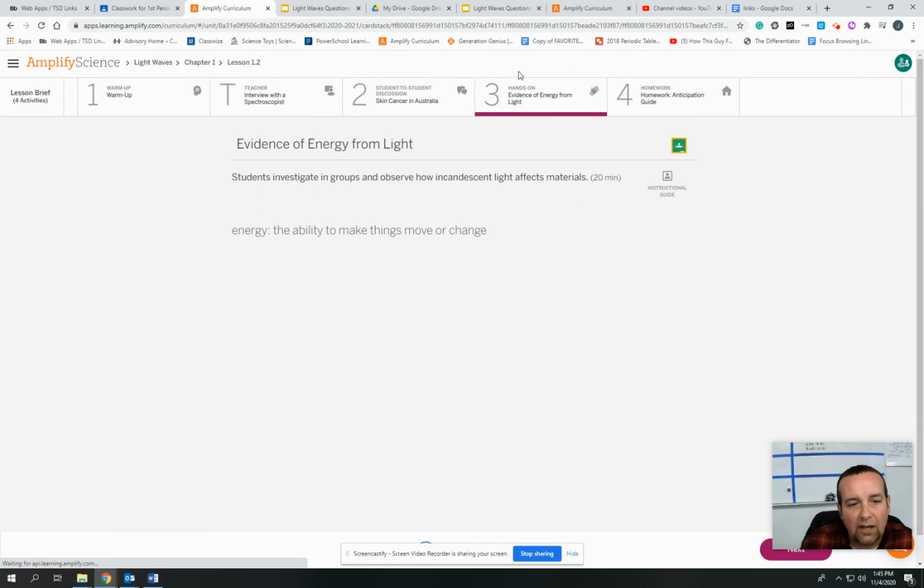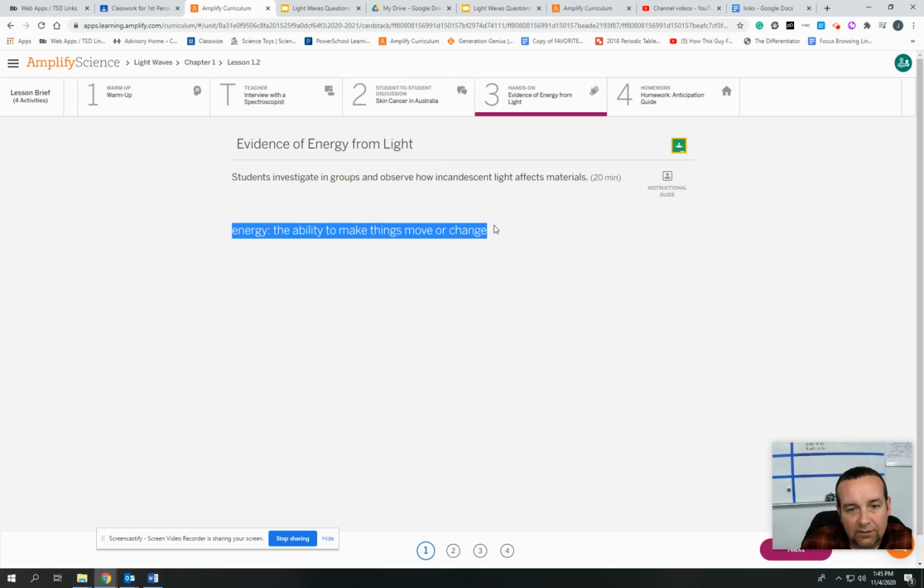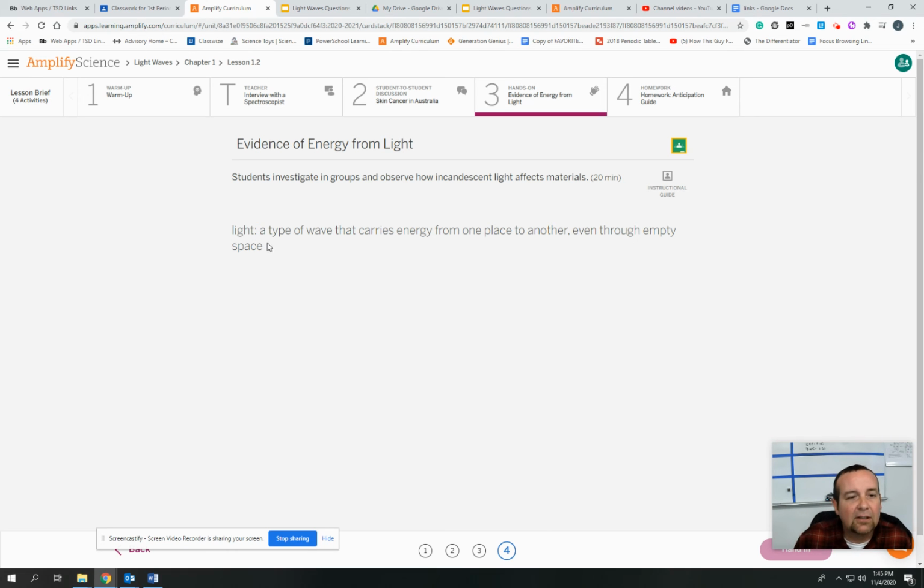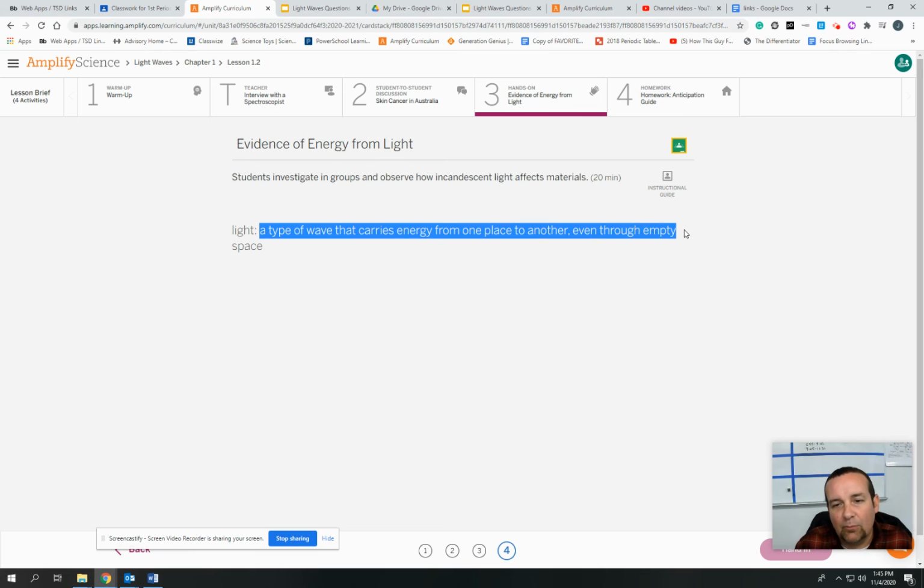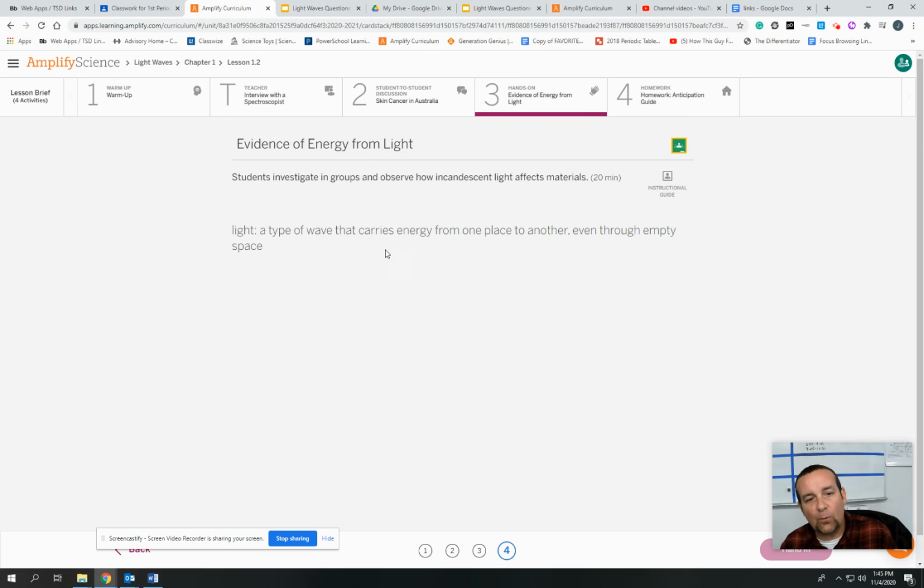Our next activity is actually a hands-on activity. So there are 4 little tabs down at the bottom here. This first tab is energy, and that's the definition: the ability to make things move or change. Okay, so that's what we are defining energy as. For part 4, if you go all the way down to the bottom, there's another word we're just going to cover now, and that's light. It's a pretty important one for light waves, right? And that is a type of wave that carries energy from one place through another, even empty space. Okay, so it's just a wave that carries energy from one place through another. That's our definition that we're going to use for this unit.